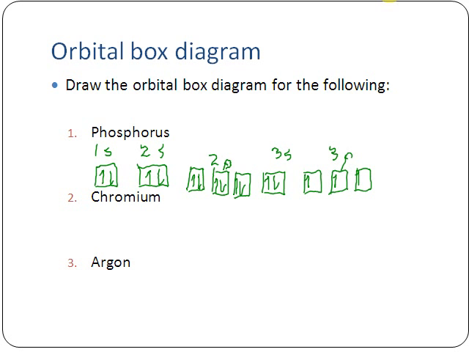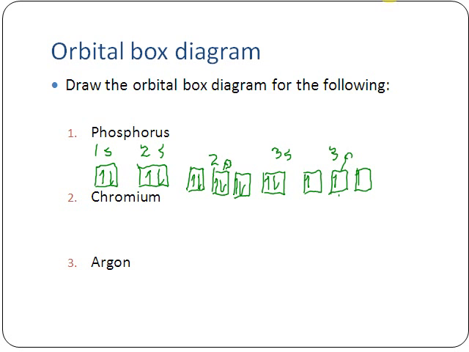Like if we had ended this at the second, if we were doing silicon instead of phosphorus, you would have an empty box. You have to draw the empty box, because if you don't, you're basically saying the p subshell only has 2 suborbitals, and it doesn't. It has 3. Even if one is unfilled, it's still there. So that's phosphorus.